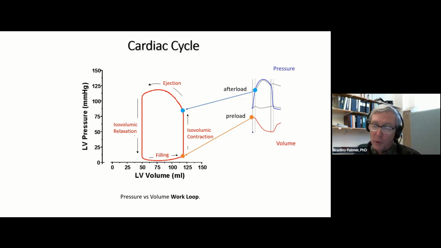Now, there are two important landmarks of this work loop I'd like to point out. The first landmark is end diastolic volume, shown with an orange dot. This is also called the preload and is the chamber volume immediately before contraction. The second landmark is noted when the aortic valve opens and shown here with the blue dot. This is also called the afterload and refers to the pressure in the aorta that the left ventricle must eject against.